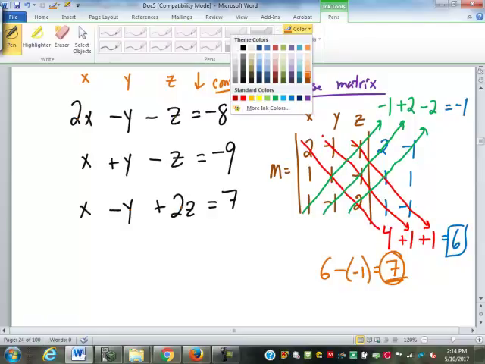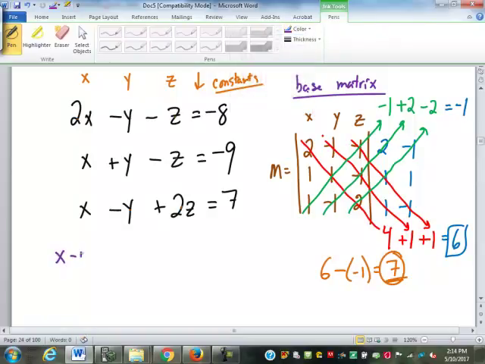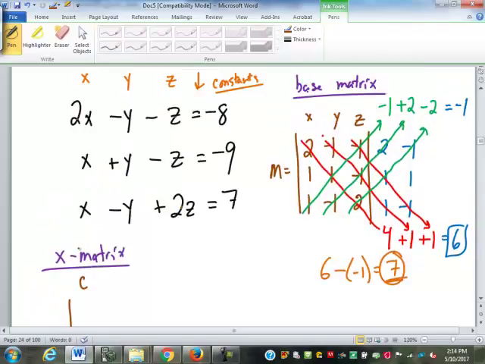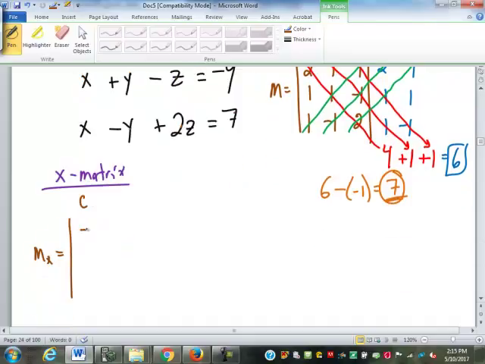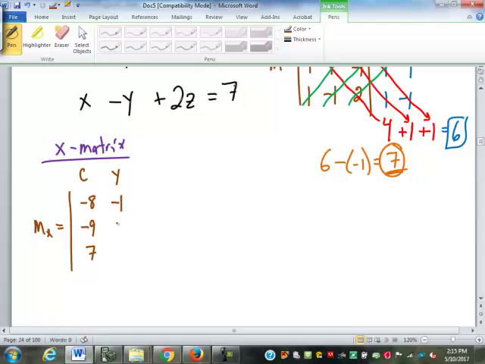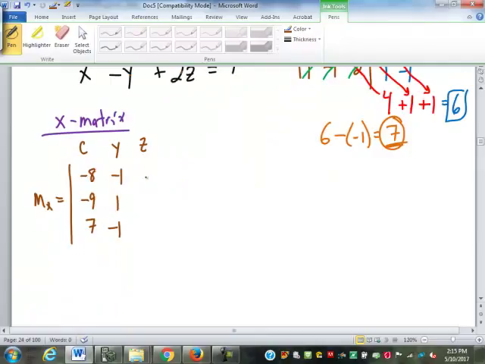Let's look at the X matrix. So MX. In the X matrix, I'm just going to use C for constant. Remember, in the X matrix, X is actually the variable that's excluded. So I'm going to put in the constants there instead of the X coefficients. So it'll be negative 8, negative 9, and 7. Then for the Y's, we're going to put in the Y coefficients, negative 1, positive 1, and negative 1. Then the Z's are negative 1, negative 1, and 2 again.